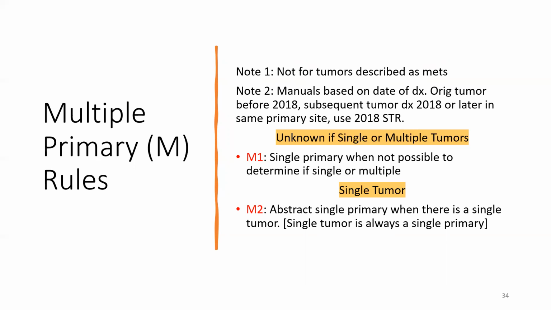So here are the headers for unknown if single or multiple. And obviously, if you don't know, then you only fill out one abstract. If you have a single tumor, it's always a single primary. So if you don't have complex cases and you only have one tumor, you know it's always going to be a single abstract.